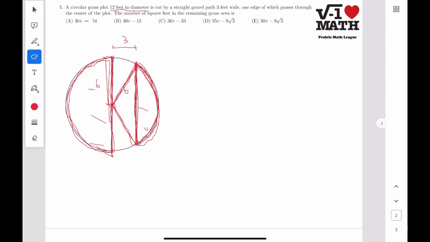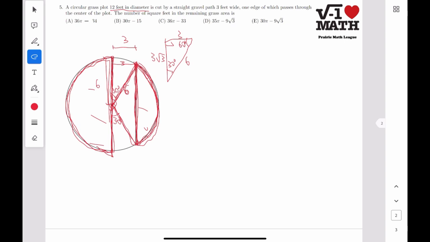Now note that this radius is 6 and this width is 3. Now if we just look at this here, this is a 30, 60, 90 triangle. So this is 30 degrees, 60 degrees, 90, and this is 3 square root of 3. So we know that this is 30 degrees and this is also 30 degrees by symmetry.